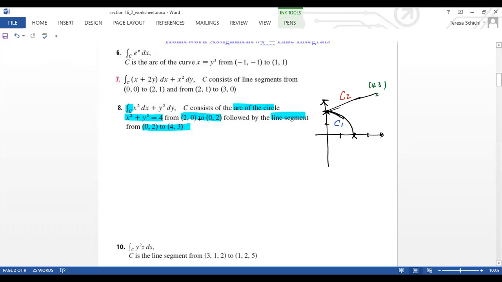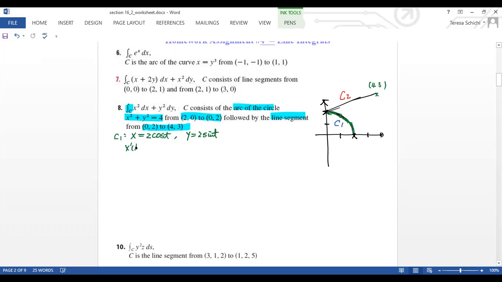Okay, so now let's try to see. We need to separate that. So let's try to do this. For C1, let's define the parametrization, right? So this green one is my C1. Okay, so it's a circle. As always, the circle is easy. I can say x equals 2 cosine t, and y equals 2 sine t. Easy.